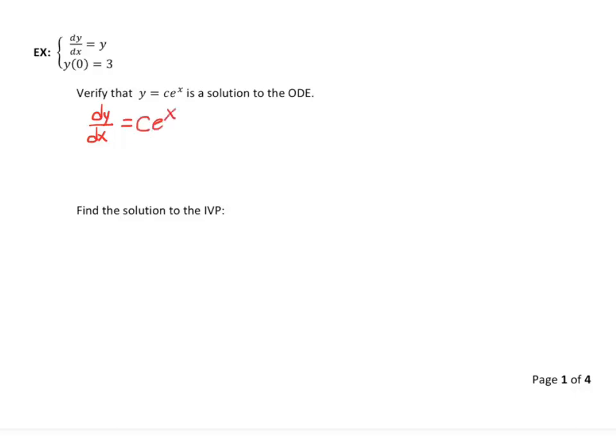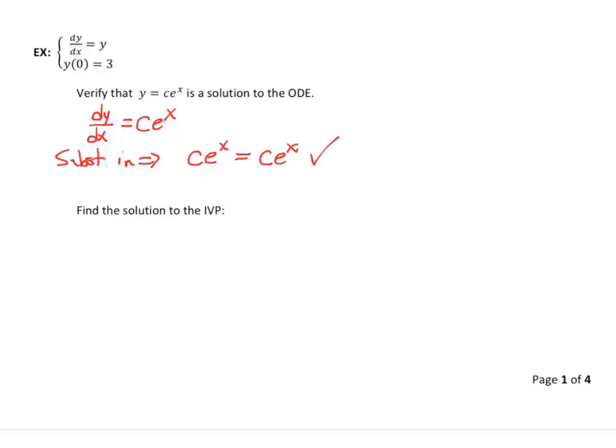So plugging this into your original differential equation up top, you're going to see that the derivative is c e to the x, and then the original function is c e to the x. Check. That satisfies the differential equation.